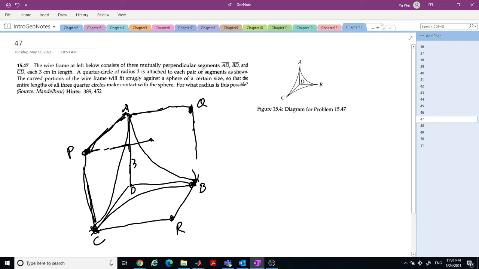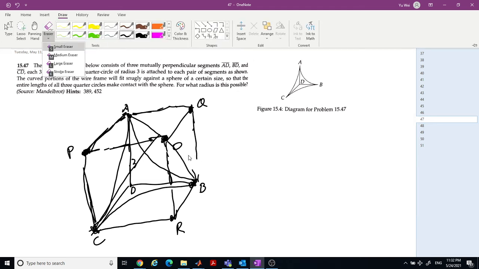The center of the sphere must be on the level of the P and the Q, right? Because you need to have a quarter circle at A, so dA must be the same as the height of the sphere, right? So now if you extend this, this one will be the center of the sphere, because the center of the sphere must also satisfy OA equals OC and also equals OB.